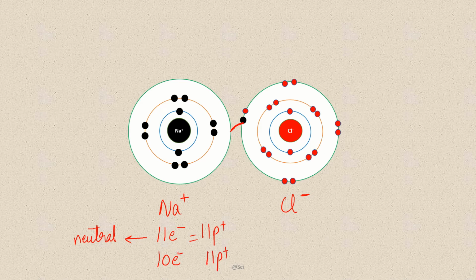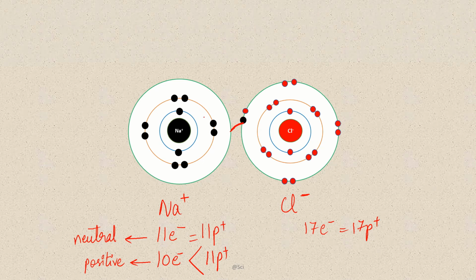The number of electrons is lesser now, so the number of negative charges is lesser than the number of positive charges. Now sodium has become a positive ion. Similarly with chlorine, a non-metal, 17 electrons equal to 17 protons before the electron got transferred. After gaining one electron from sodium, chlorine now has 18 electrons and 17 protons, so the number of negative charges is higher, hence chlorine acquires a negative charge.